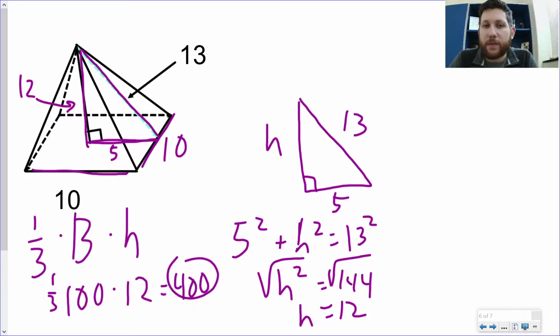You could have, again, different size bases. You could have triangle bases. You're going to have to solve for the area of a triangle. You can have a rectangle, or sometimes people throw in hexagons or things like that. So find the area of the base times 1/3 times the height, and you'll be good to go to solve for volumes of pyramids.